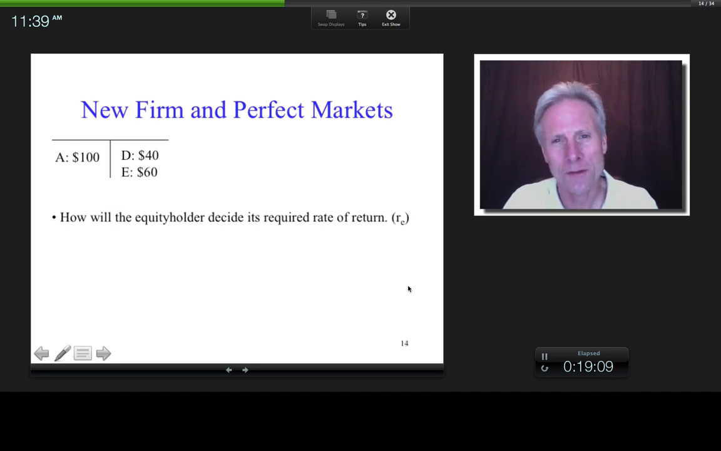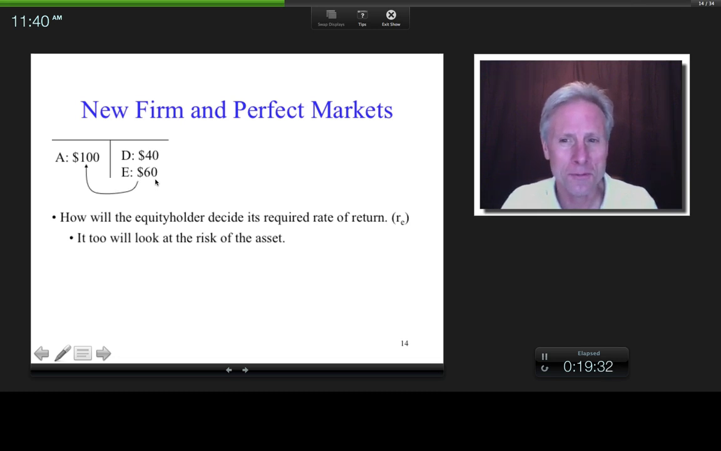Okay, let's look at the equity holder. What are they going to look at? Okay, so these guys. Will they give their money for free or will they require a return also? They'll also require a return, right? So what will they look at? Well, do they care about what you're spending their money on? They do, right? So they too will look at the risk of the asset. And the higher that risk, will they require a higher return or a lower return? A higher return. Now, will the equity holders consider anything else?